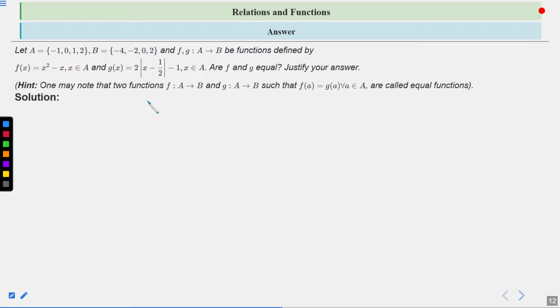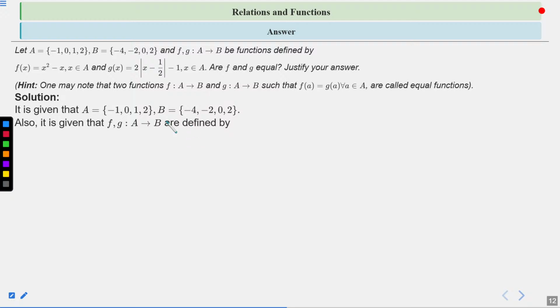So let us see the solution. It is given that set A is equal to minus 1, 0, 1, 2, and set B is equal to minus 4, minus 2, 0, 2. Also we are given two functions f and g from A to B defined by f(x) is equal to x square minus x, x belongs to A, and g(x) is equal to 2 times mod x minus 1 by 2, minus 1, x belongs to A.